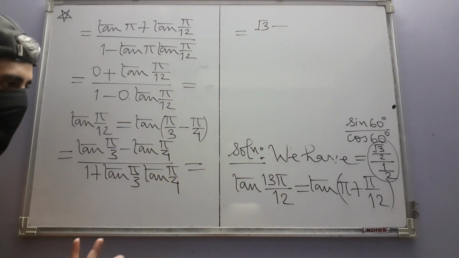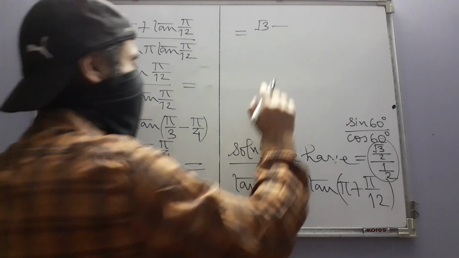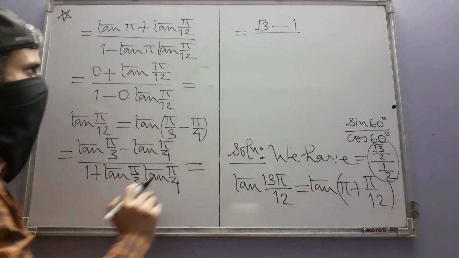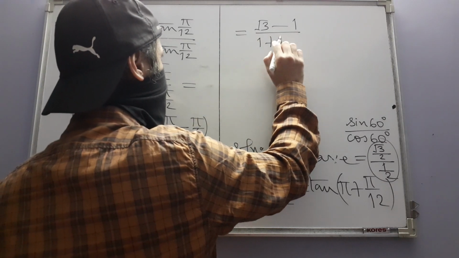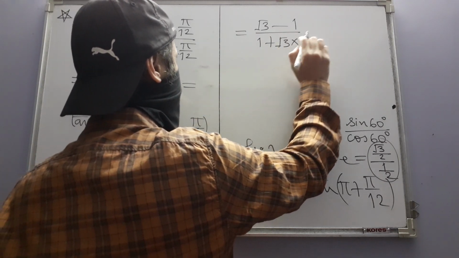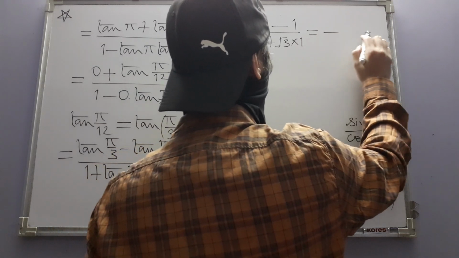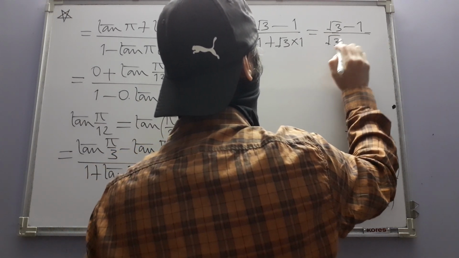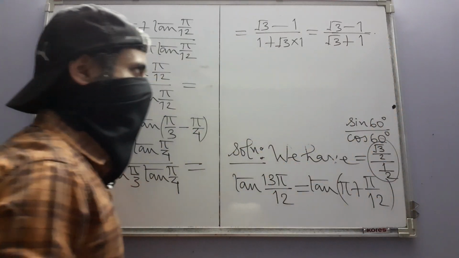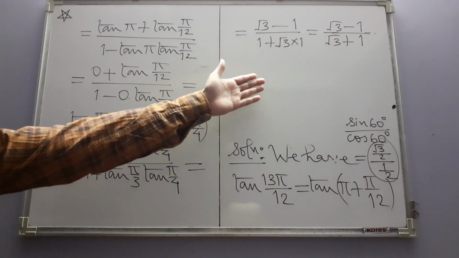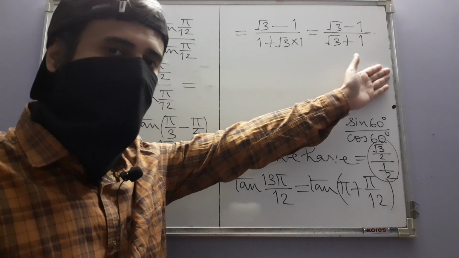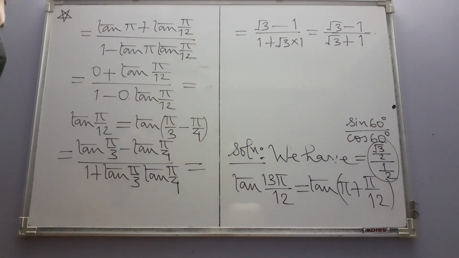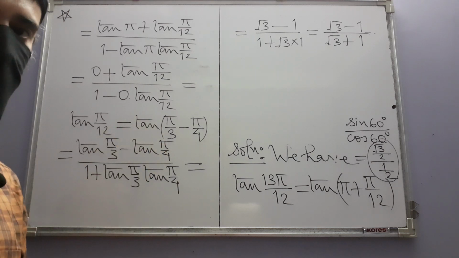Tan pi over 4, because that's 45 degree, is 1. Divided by 1 plus root 3 times 1. So it's just square root of 3 minus 1 divided by square root of 3 plus 1. Now again here also, if you want, you can rationalize the denominator. Those things you can do if you want, but I am keeping it like this because we have been asked to just find the value.